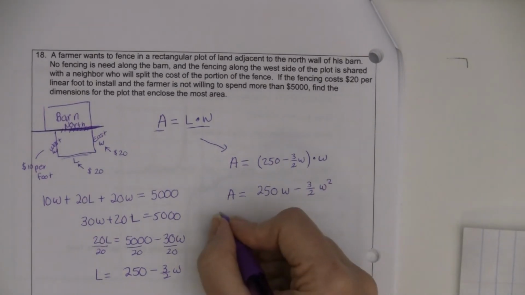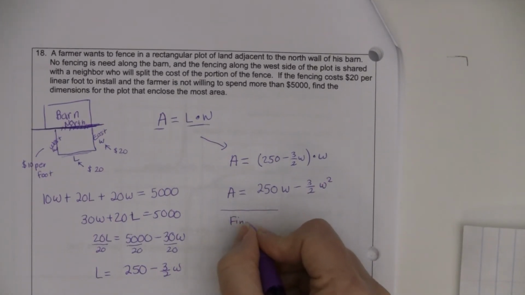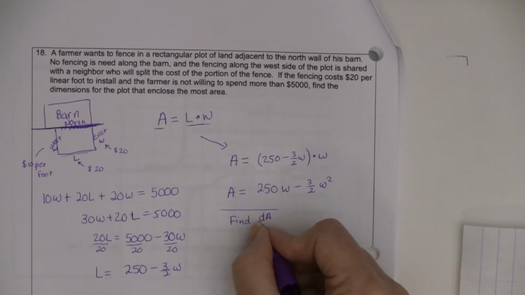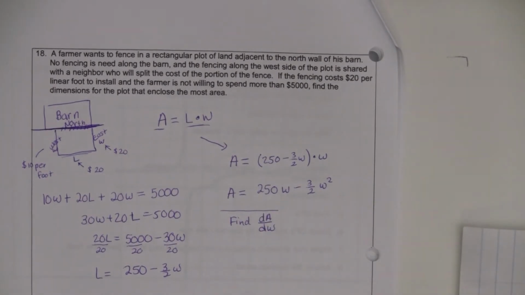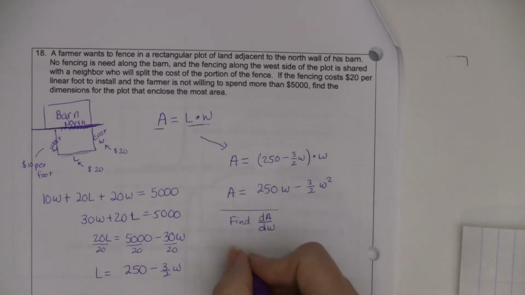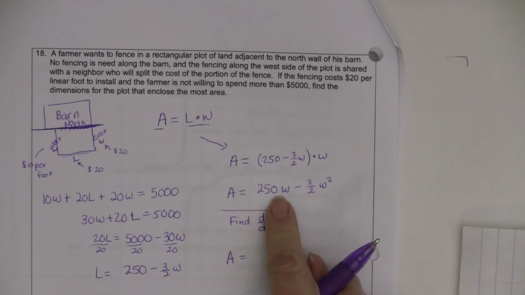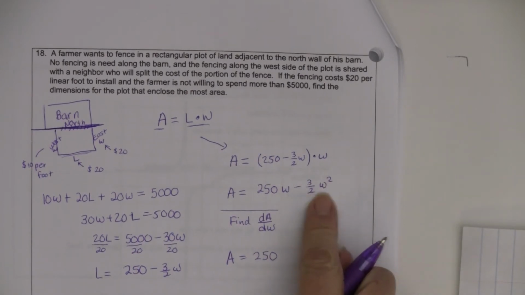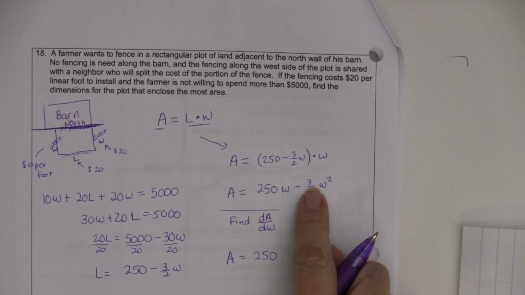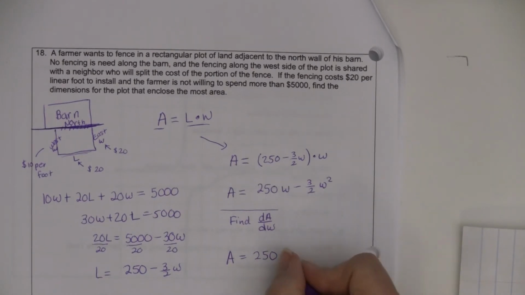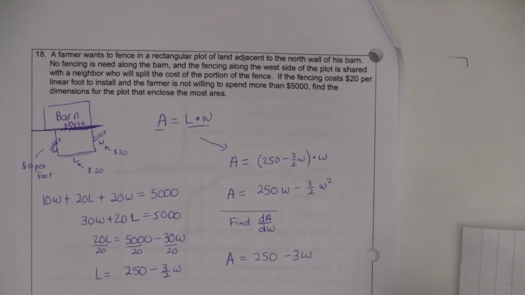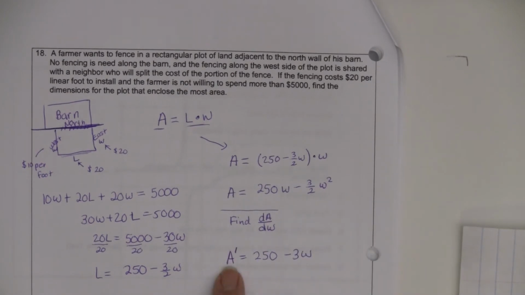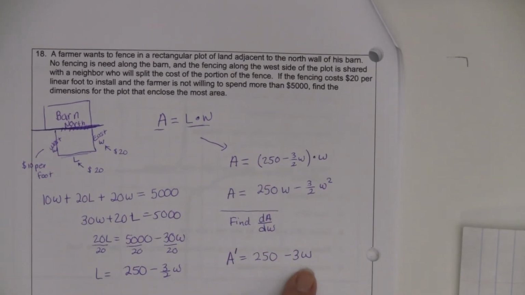And now I'm going to find the derivative. I'm going to be finding dA/dW, A prime if you want. So when I take the derivative with respect to W of that, I get 250. And when I take the derivative of this with respect to W, the 2 comes down and multiplies by the 3 halves and gives 3. So that's minus 3W. And so my derivative equals 250 minus 3W.